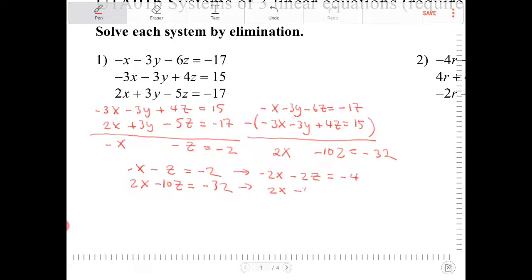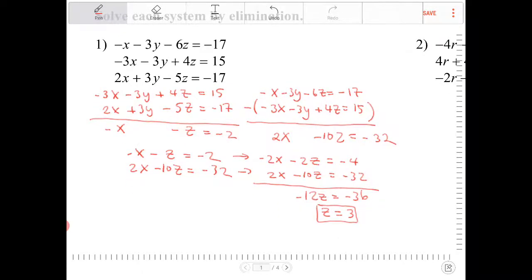It's 2x minus 10z is equal to negative 32. I want to add the top equation by the bottom equation. If I do that, I'll end up with 0 and then plus negative 12z is equal to negative 36. Last, I'm going to divide both sides by negative 12. I'll end up with z is equal to positive 3. And now that I have z is equal to positive 3, I can then figure out what x is.